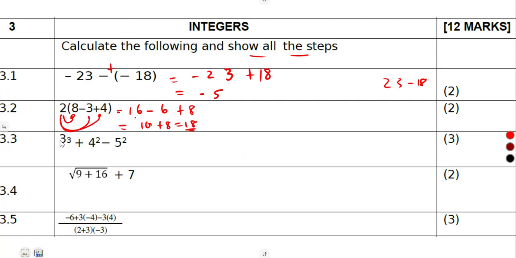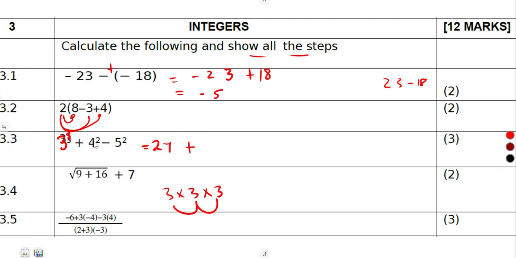All right. This was supposed to be 3 to the exponent of 3. Let us simplify this one and see. 3 to the exponent of 3 is 3 times 3 times 3, which is 27. 9 times 3 is 27, plus 4 squared. 4 times 4 is 16, minus 5 squared. 5 times 5 is 25.